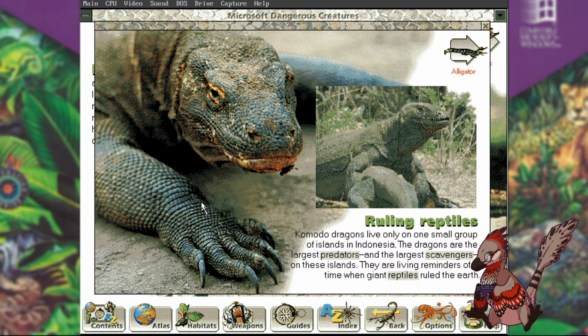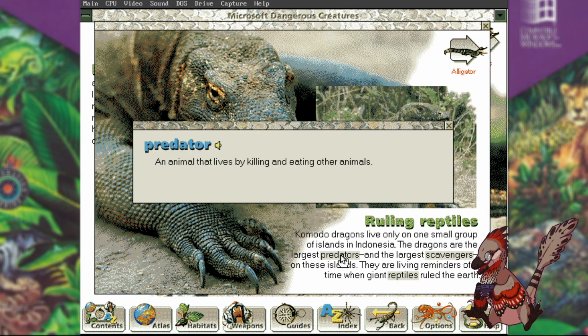Interesting about this also is that you're actually able to click on random words. So this was, I'm assuming, mostly intended for younger audiences. So if you click on predator, yeah, I do know what a predator is, but it's very interesting because it does give you some information around what is a predator.